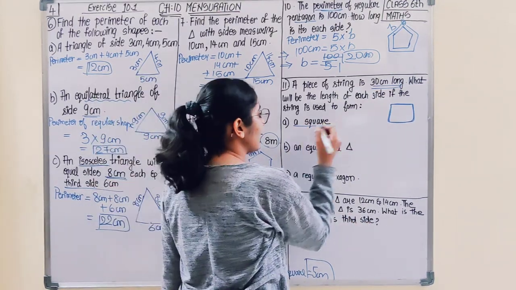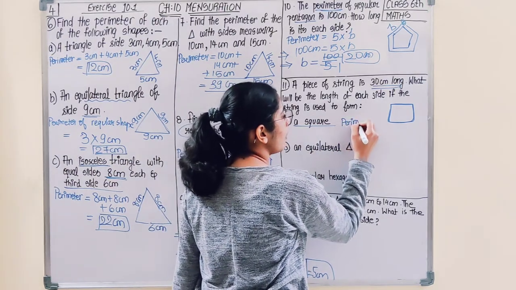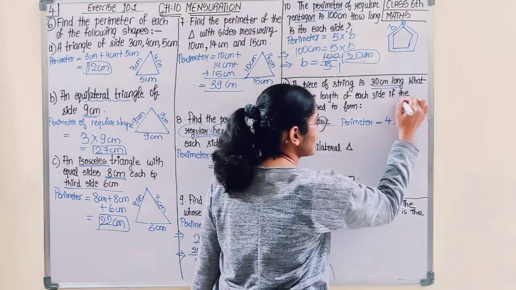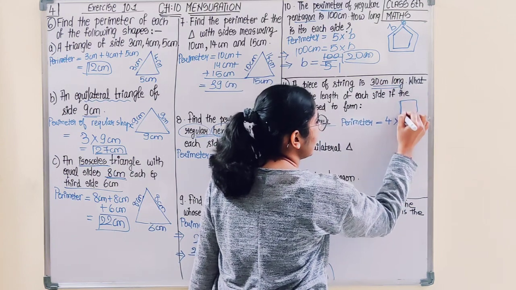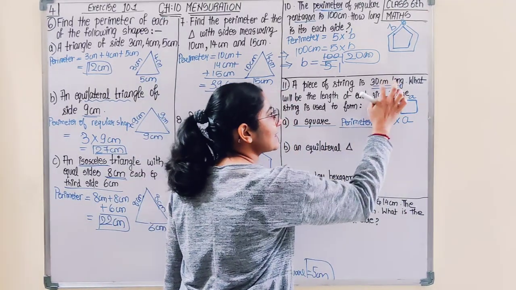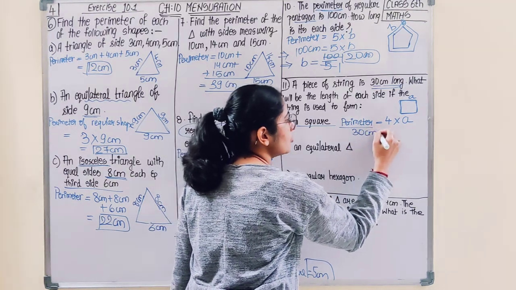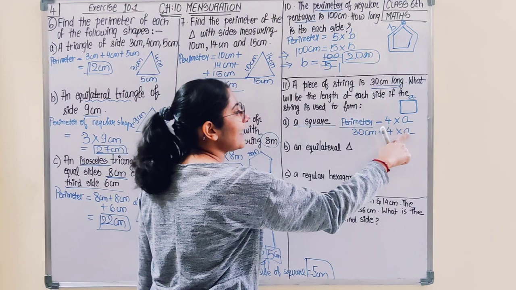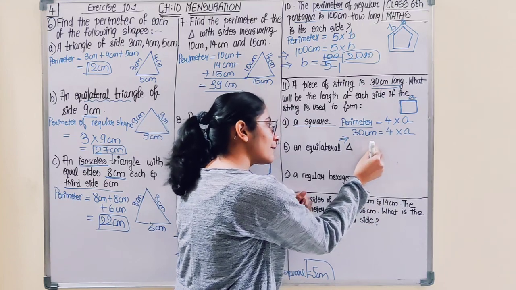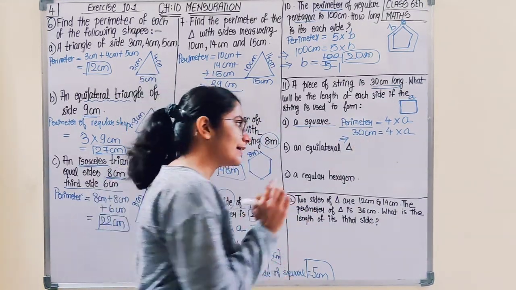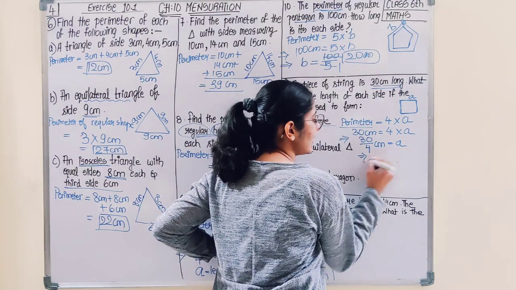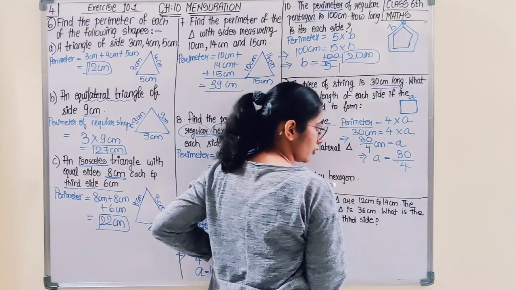Perimeter of square is 4 into length of each side. Let us consider the length of one side of square is A. So 4 into A. We know that perimeter of this square is 30 centimeter. That equals 4 into A. We have to calculate the length of side of square. Here it is multiplication. When I take 4 to the left hand side, it would be dividing. So 30 divided by 4 centimeter is equal to A. We can also write it as A is equal to 30 by 4.